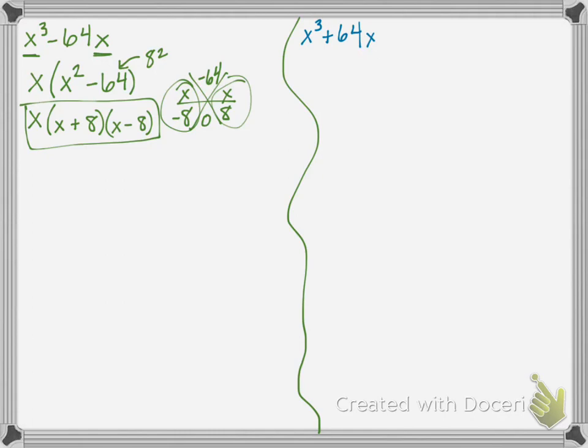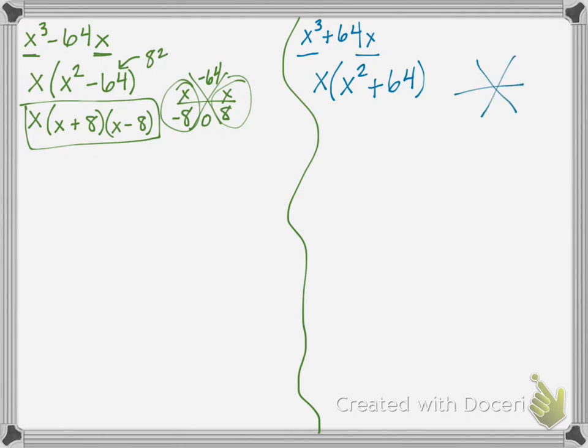And now let's go over to the other one, the x to the third plus 64x. This one's a little different. They still have an x in common, so I can take out an x, but this time I'm left with x squared plus 64, and that is a problem because it's not a difference of squares.